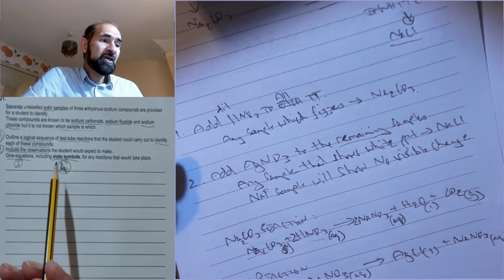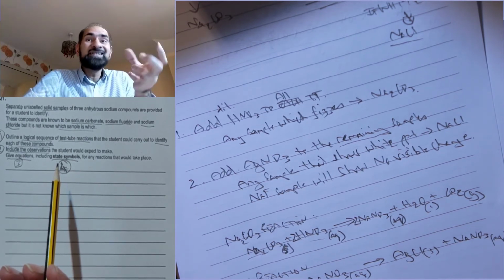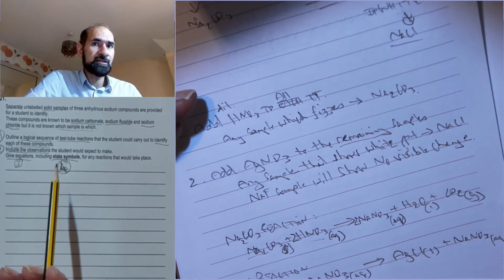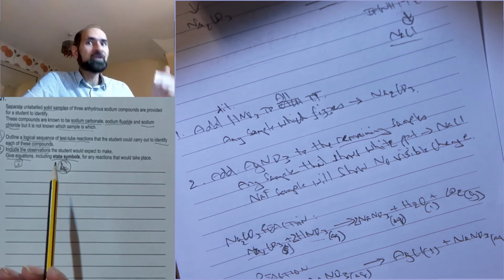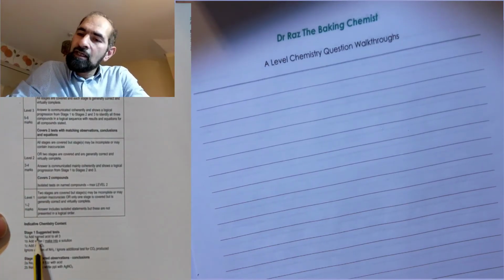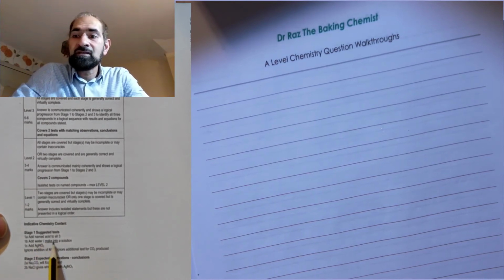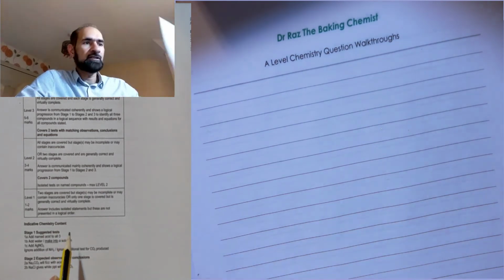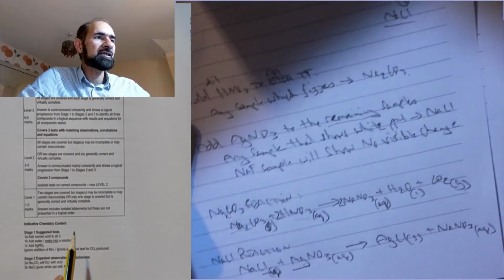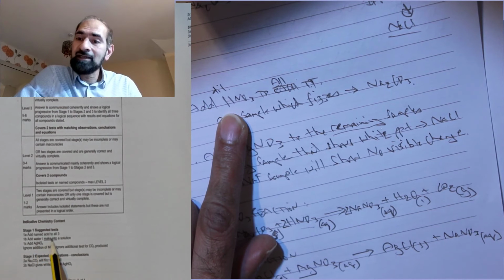So now knowing the answer, let me show you what the stages were that I spoke about earlier. You needed to complete the stages in order to move up those levels. Let me just show you this now. Here is stage 1: suggested tests, add named acid to all 3. You should have given a name. You can't just say add acid. It's got to be a named acid, the nitric acid.